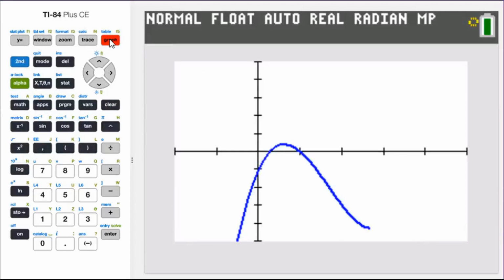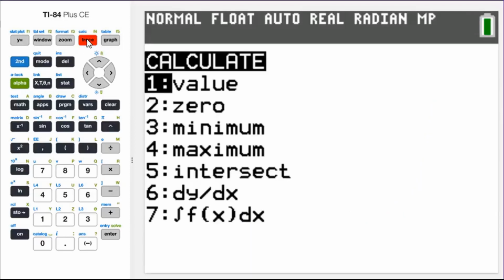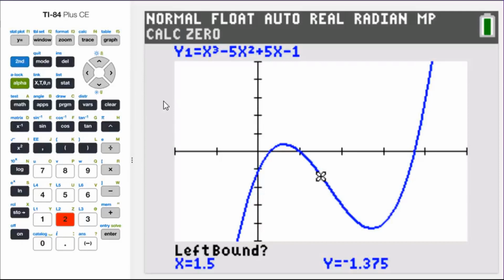Look at the graph. This time it's more clear. Therefore, you know, this is my first zero, second zero, and then the third zero. I go to second trace, calculate zero, so I press 2. Then it asks for the left bound. I'm looking for the first zero. Left bound means any point on the left side of this zero. So I move the arrow to the left side of this zero.